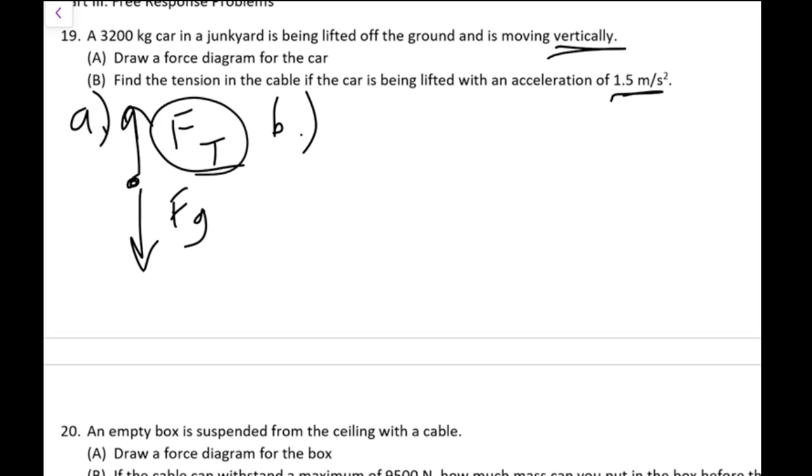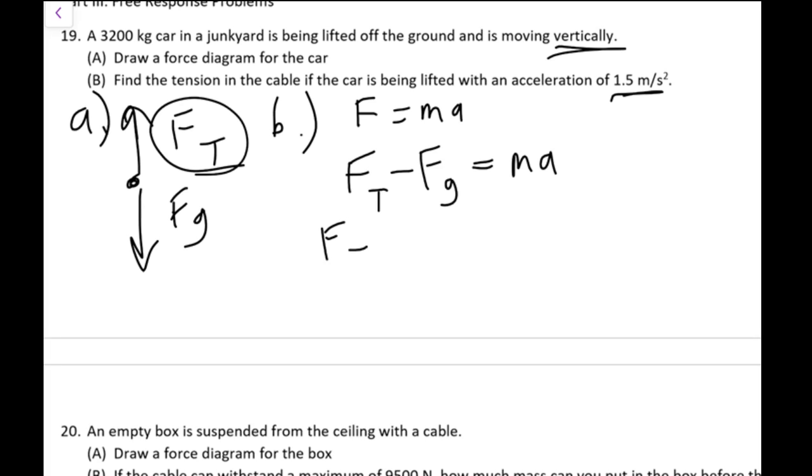So when you're doing these questions, if it's moving vertically, then the idea is, we're starting with Newton's second law, F equals ma. But the force, this is the net force. So the net force is going to be all of my forces pulling it up, which in this case is just tension, minus all of my forces pulling it down, which in this case is just gravity, is equal to my mass times my acceleration, which is 1.5. And so here I'm just going to plug in and solve for Ft.